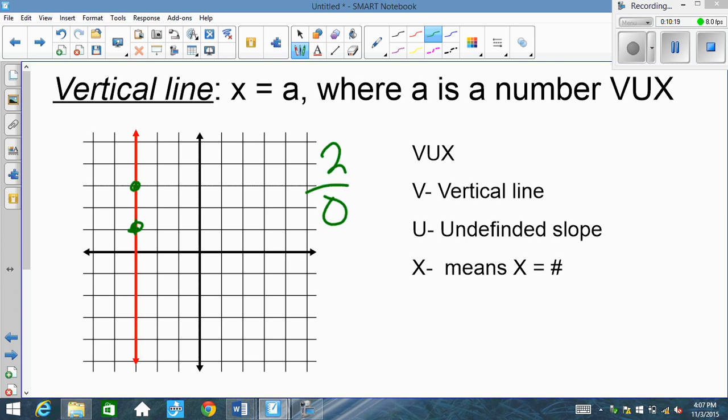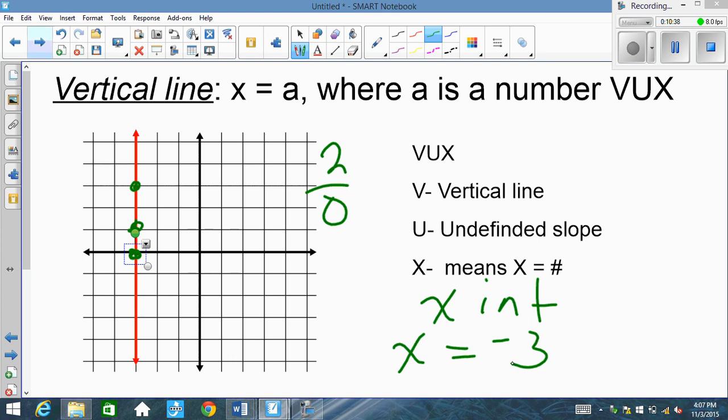And our x equals a number. All you've got to do to find the number is find the x-intercept. So we're going to look for the x-intercept here. The x-intercept is right here at negative 3. So this is really easy to write the equation: x equals negative 3. Remember VUX: vertical, undefined, x equals a number.